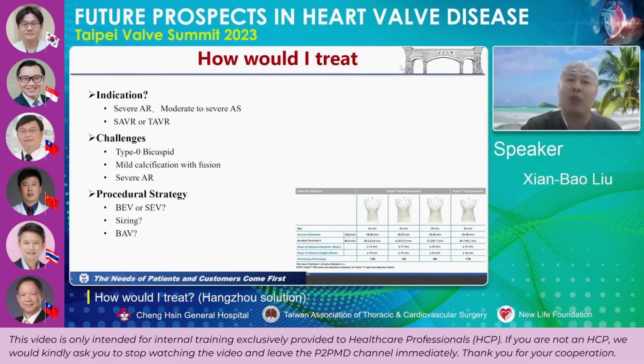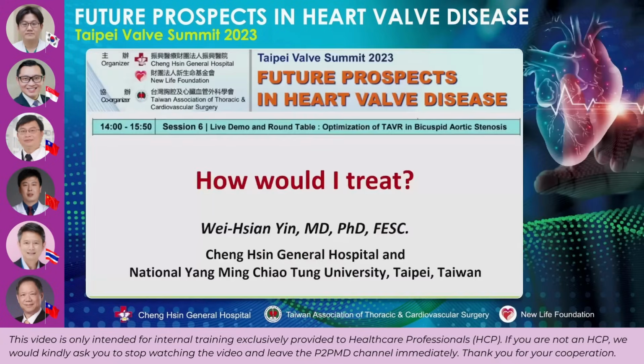So how would I treat this case? The first one, the indication. Severe AR, moderate to severe AS, very symptomatic. So absolutely, we have to treat this case. However, for this case, I think both SAVR or TAVR will be indicated. Sizing and consideration of calcification.